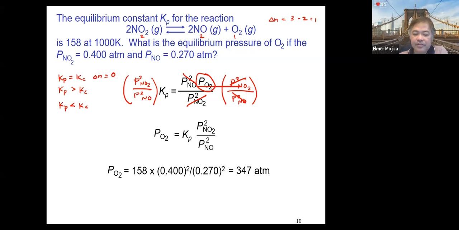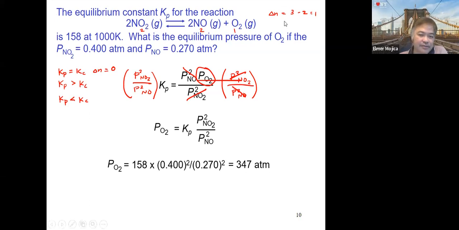So if you're going to look at the condition that we have right now, Kp is greater than Kc, okay? But we didn't get the Kc value yet. So what do you think is the Kc value there? So we're going to look at Kp equals Kc RT to the delta n, right? Tama ba? So to get Kc, we're going to divide both sides by RT raised to the n.